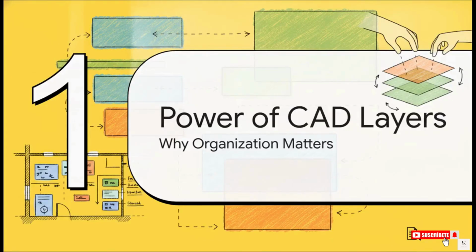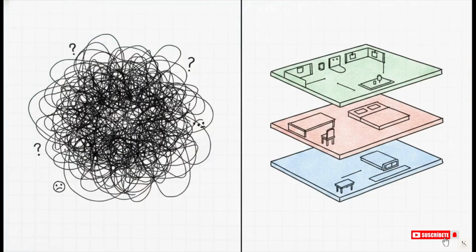All right, kicking things off with Section 1, the power of CAD layers, and why organization matters. So a CAD drawing is fundamentally a vital communication tool. It's really not just a bunch of random lines floating around on a black screen. It is a language. And like any language, it needs grammar and structure to make sense. The golden rule here is simple. Clear layers equal readable prints and easy edits.